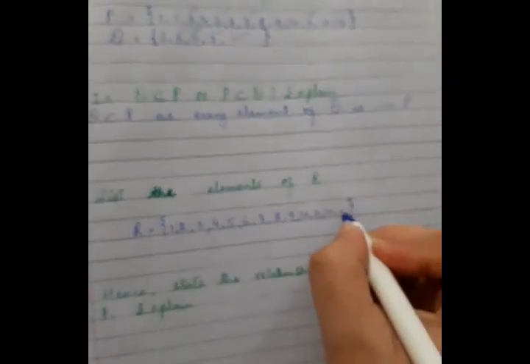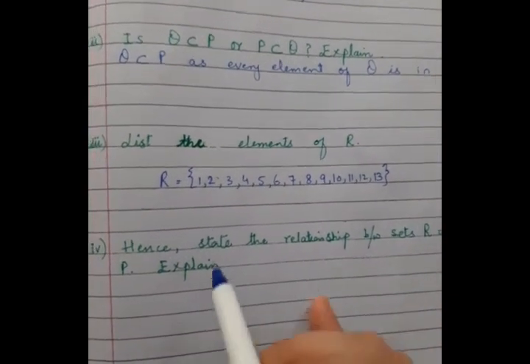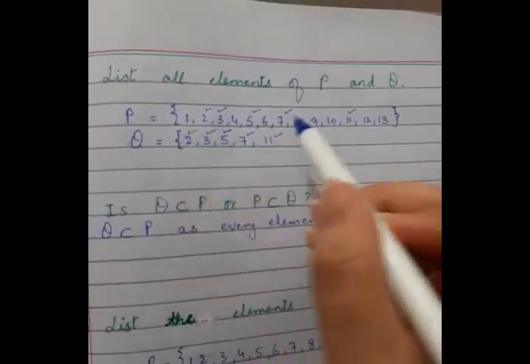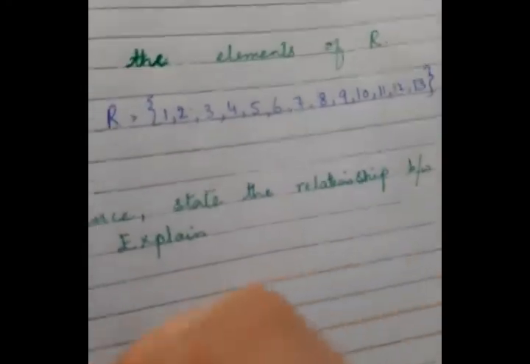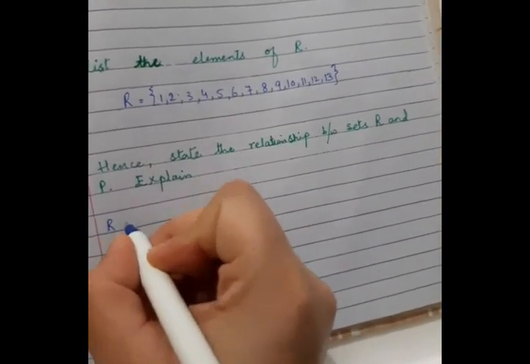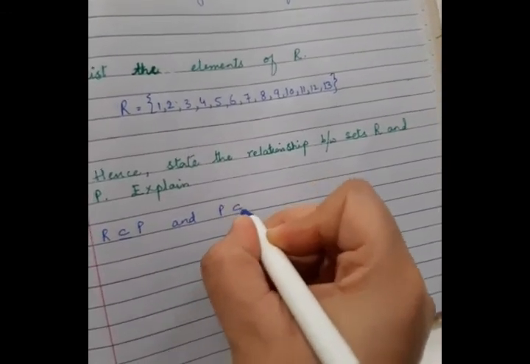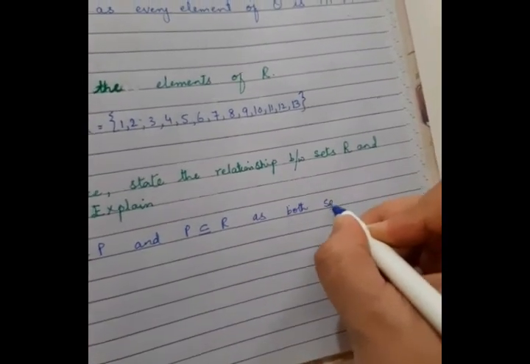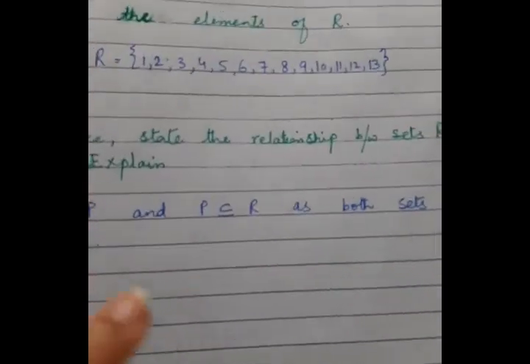12 and 13. And in the last part we have to tell, hence state the relationship between the sets R and P. This is the R set and this is the P set. You can easily see that P and R are exactly equal. So the relationship of both sets is: R is a subset of P and P is also a subset of R, as both sets are equal, because each set contains the other and they are equal, that's why they are subsets of each other.